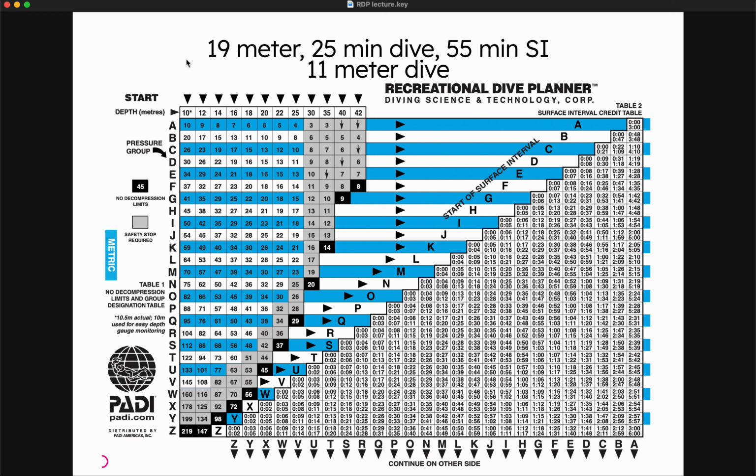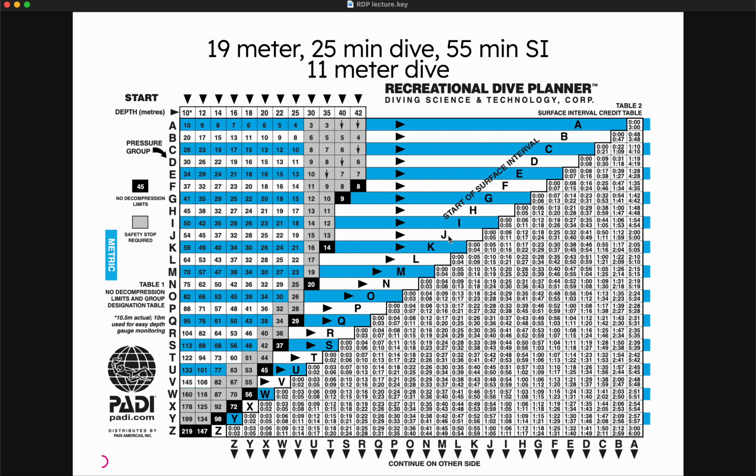So let's follow the same progression we've been doing. 19 meters, we're going to round up to the 20-meter column. 25 minutes, so we're going to go down until we hit 25. There's 25. So after that first dive, we're at pressure group J.